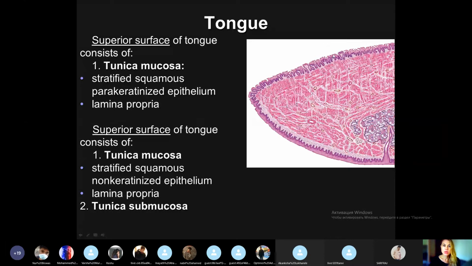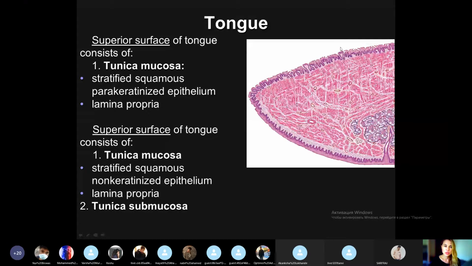So let's go to its histological structure. In this specimen, we can see that the tongue is composed of two surfaces: the superior surface, sometimes called the dorsal surface, and the inferior surface. Okay, guys, I'm sorry, there is a mistake in my slide here. I will change it after the lecture and send you a PDF without the mistake.